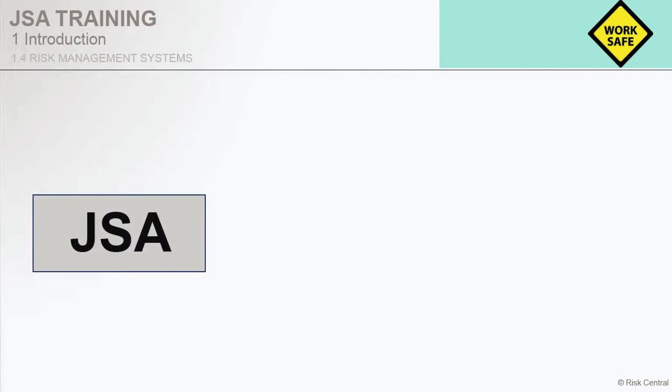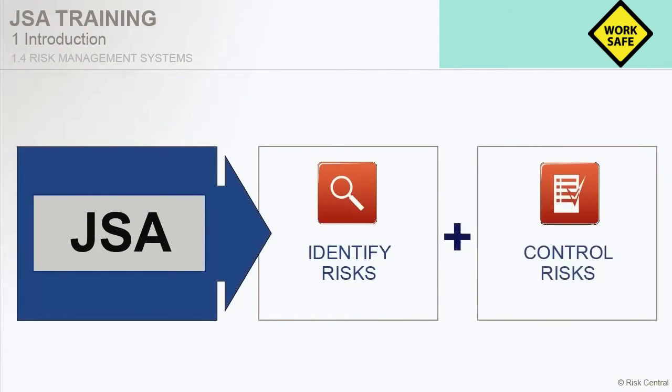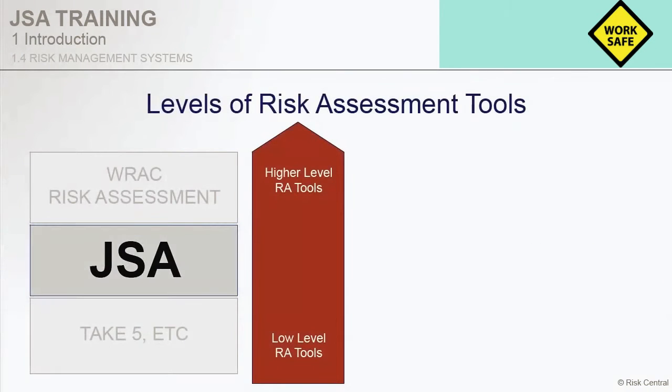A JSA is one of several risk assessment tools that help to identify and control risks. A JSA is a basic and low-level risk assessment tool and sits above the individual informal risk assessment or risk awareness tools such as Take 5, Stop and Think, Break for Safety and SLAM, and below more complex risk assessment tools such as RAC and formal risk assessments.